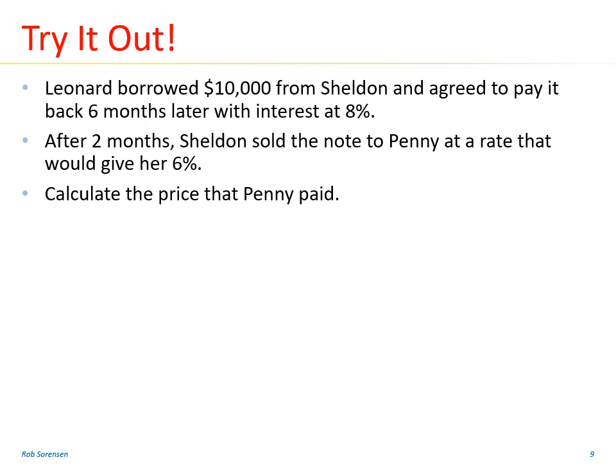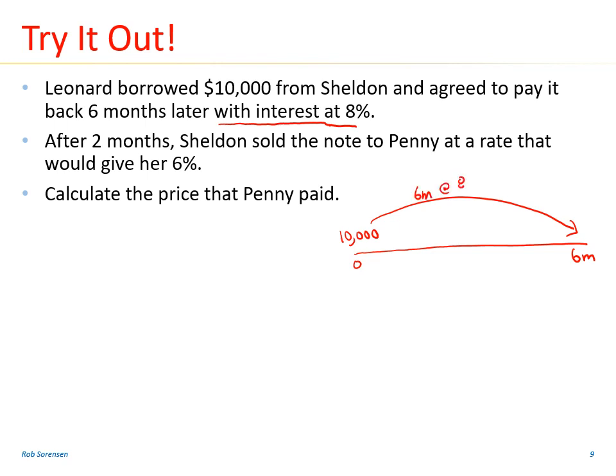All right, let's have a look. Let's start with the timeline. Leonard borrowed $10,000 from Sheldon and agreed to pay it back in 6 months with interest. That's always the key phrase we're looking for, with interest at 8%. So we have to watch for that. If it didn't have any interest, well, then we would have put the 10,000 right at the 6 month mark. But there is interest here at 8%, so we care about that. So we're going to carry that forward for 6 months at 8%.